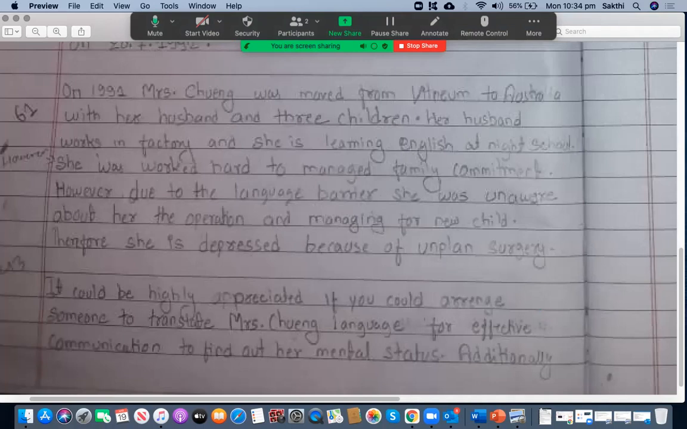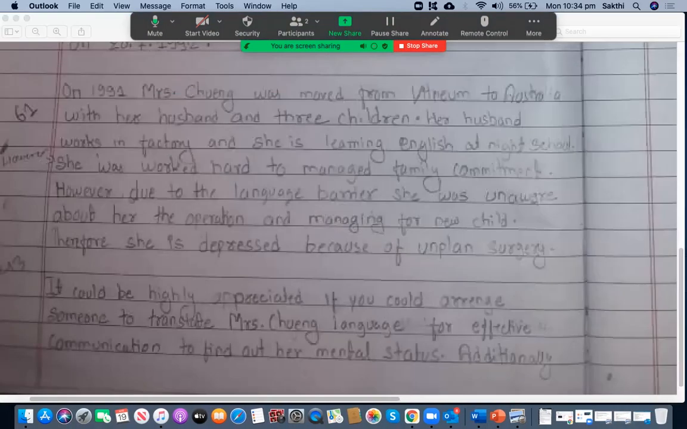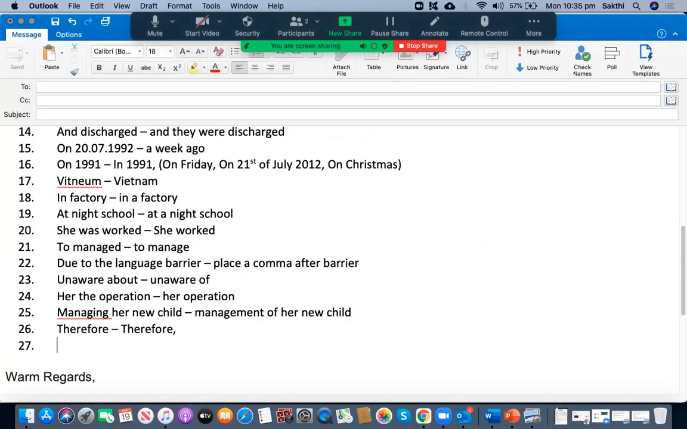All right, therefore, again, there's a comma. Therefore needs a comma. Placement of punctuation marks is one of the critical factors if you commit many mistakes, okay? Therefore, she is depressed. You have mentioned something in the past here, she was unaware of, and now you are saying she is depressed. Is it the current condition now? Yes, sir. Or was it already finished? If the surgery was already finished, or if she is suffering from depression even now, then this is correct, okay?